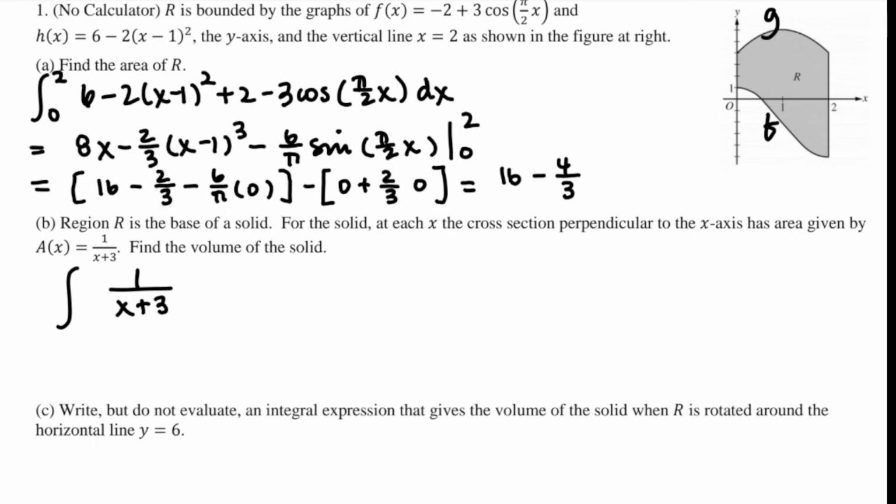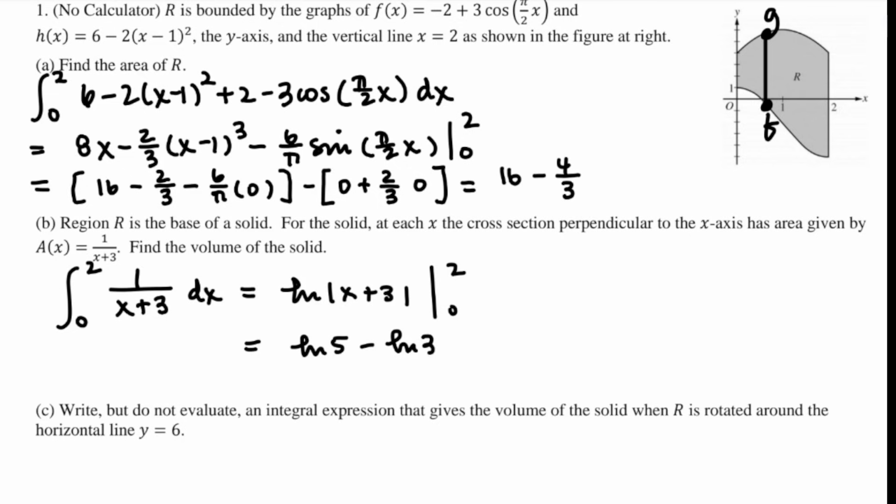Cross-sections are taken perpendicular to the x-axis, so kind of the same representative piece as I was doing on A. That's going to move back and forth from x equals 0 to x equals 2. Okay, and I can anti-differentiate 1 over x plus 3. Since x is greater than negative 3, I won't be needing the absolute value, but that's going to be natural log of 5 minus the natural log of 3, and you can make that the natural log of 5/3 if you want, but you don't have to.